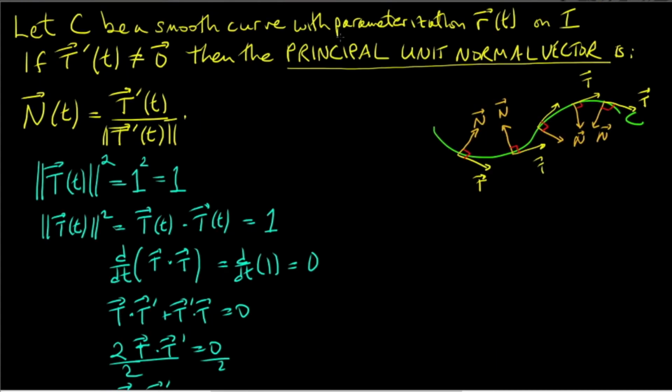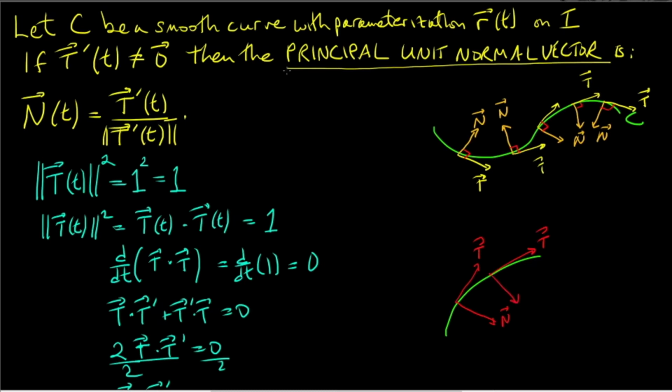So this gives us a vector that essentially points in the direction of the change, how the curve is changing, and in which direction it's curving. If you have a curve that's curving, let's say, this way to the right, then this might be your tangent vector. The normal vector will point this way.